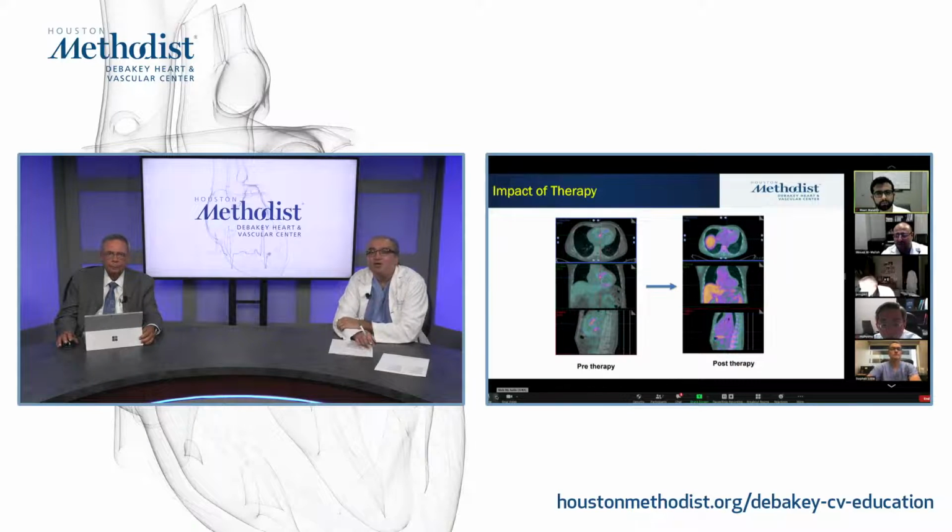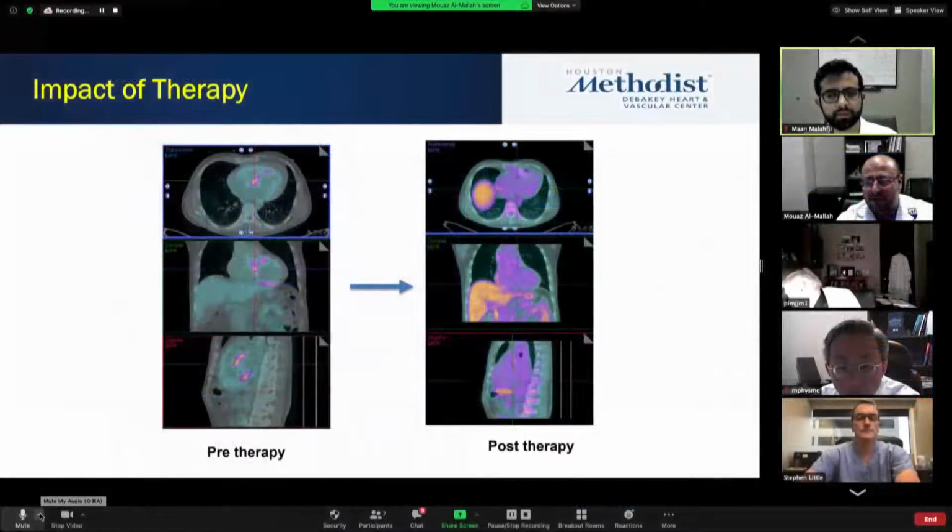Great. The other thing I'd like to mention about flurpiridaz, which is very exciting, is that not only can you use it with exercise, but it has better spatial resolution than the rubidium we currently use. And it has extremely high extraction. Its uptake in the myocardium is almost linear to myocardial blood flow, which is unheard of with a radiopharmaceutical. So it has a lot of other good properties that are important.